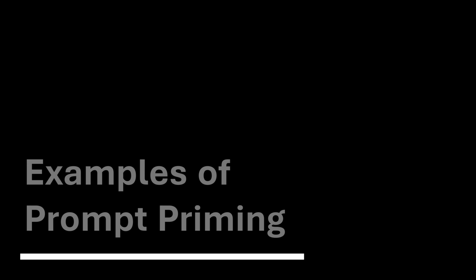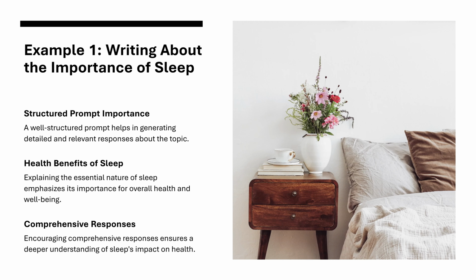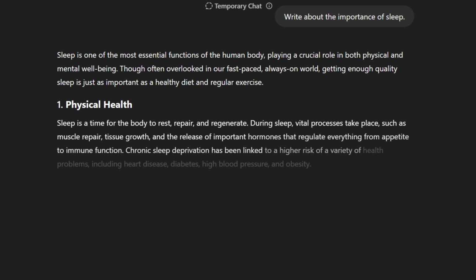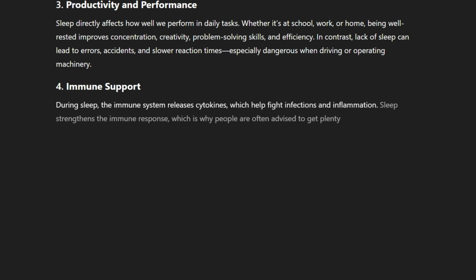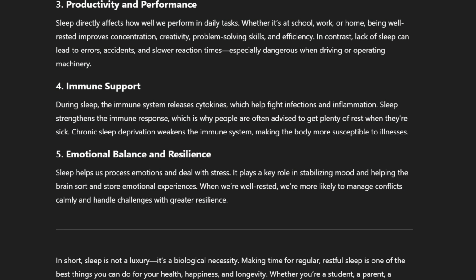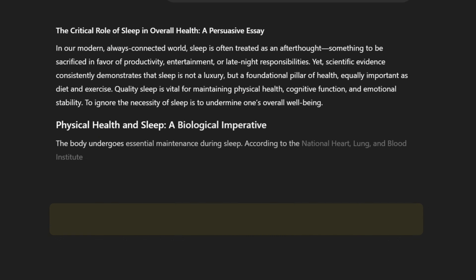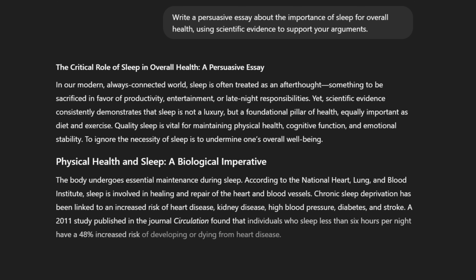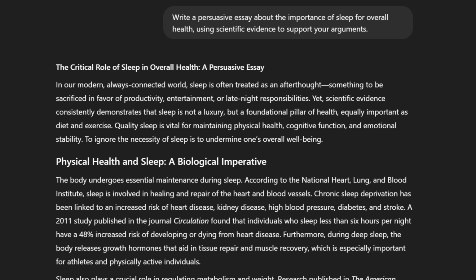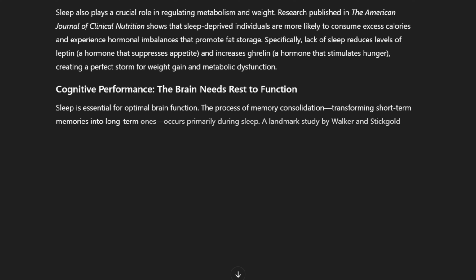Alright, let's talk about examples of prompt priming. We will talk about 5 different examples. The first one is writing about sleep. For example, if you want to write about sleep, you simply put the question like, write about importance of sleep. The answer you will get is very short. With priming, you would write a question like, write a persuasive essay about importance of sleep for overall health using scientific evidence to support your arguments.